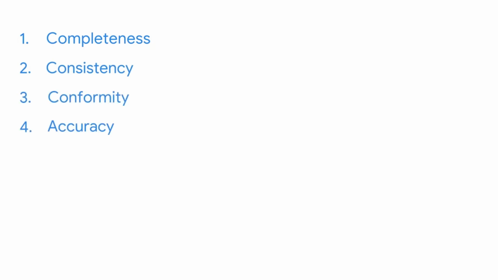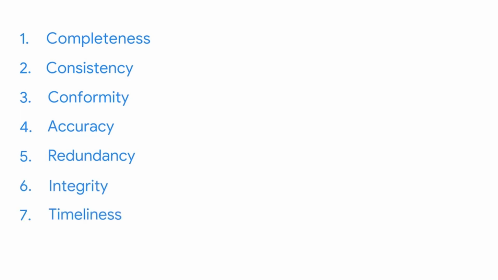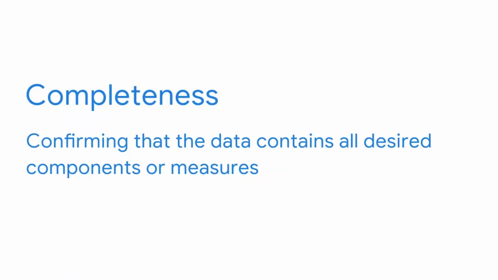Quality testing involves 7 validation elements: completeness, consistency, conformity, accuracy, redundancy, integrity, and timeliness. That's a lot of elements to keep in mind, but we're going to break down each in this video, starting with completeness. Also, you may recall some of these concepts from the Google Data Analytics certificate. If you'd like, take a few minutes to review that content before moving ahead. All right, let's start with checking for completeness.